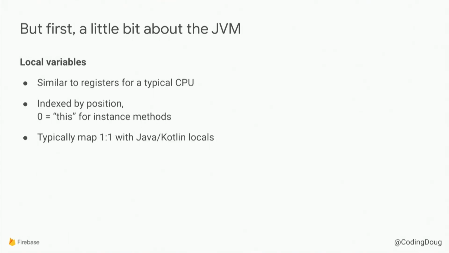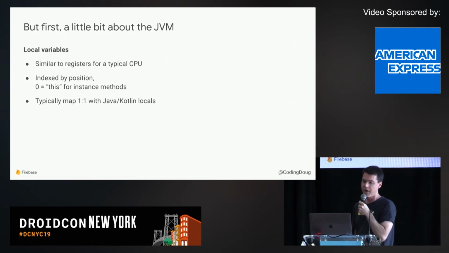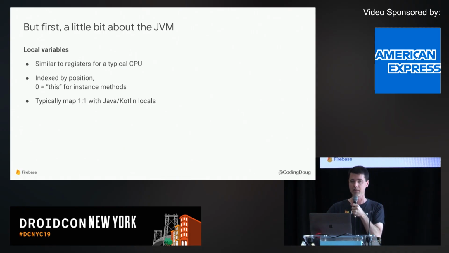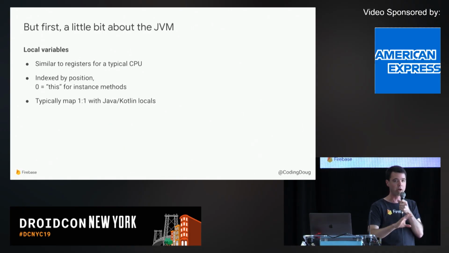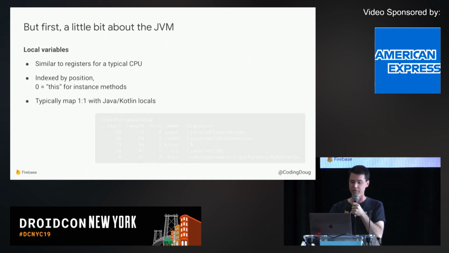Every method has local variables, so they're similar to registers in a CPU. So if you've done assembly language programming, you'll know that registers hold temporarily what's in memory. They're indexed by position. For instance methods, 0 is always this. So when you call a method and you have this available, this is essentially local variable 0. And they typically map 1-to-1 with Java or Kotlin locals. So if you define a local, it'll almost likely end up as a local variable.